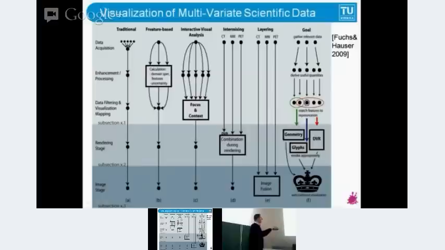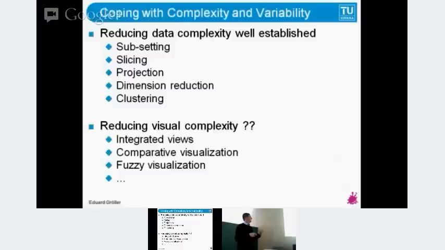And so this is about multivariate scientific data, but what can we do in our situation? How can we cope with this complexity and variability? When you have data complexity, there are well-known strategies for how you can handle those. You can do subsetting. Subsetting, you just take a small set of the data that you have.